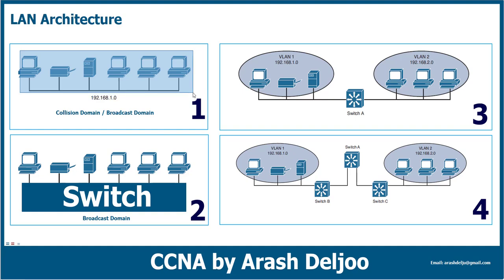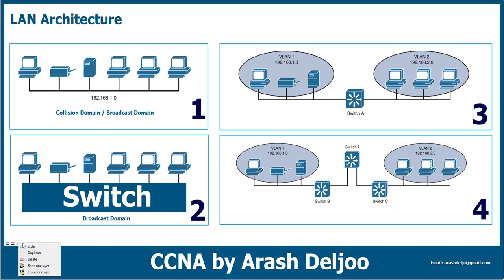Here, as you can see, we don't use any switch. Because of that, all of these devices are working in one collision domain and also in one broadcast domain. This means that these devices need to enable CSMA/CD for preventing or reducing the number of collisions, as you have learned before about CSMA/CD. It is possible for these devices to experience collisions with each other. All of them are working in one collision domain, and also the broadcasts of these devices can reach each other. All of them are working in one broadcast domain.